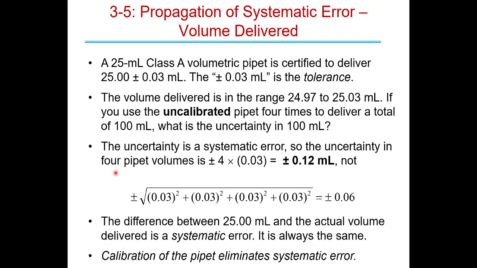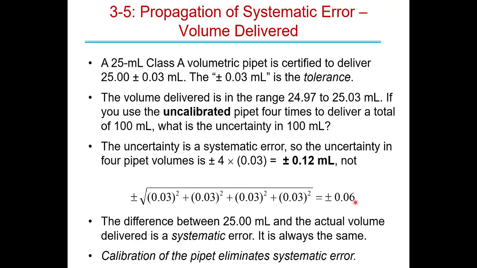So the uncertainty in 4 pipette volumes is 4 times our uncertainty in the single one, 0.03. So that's plus or minus 0.12 milliliters. So if we have pipetted 100 milliliters, we might be off by as much as 12/10 of a milliliter, right? So 0.12 there. If we were propagating uncertainty, if it were random error, we would use this formula, right? Each one of those uncertainties, we would just square it, add the squared uncertainties together, and then take the square root.